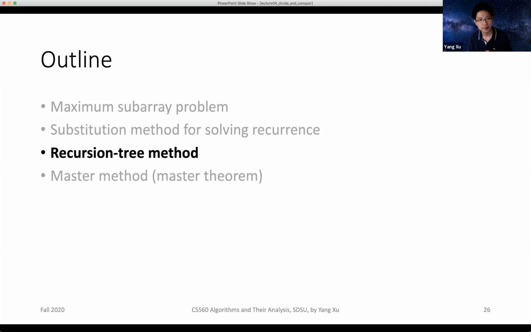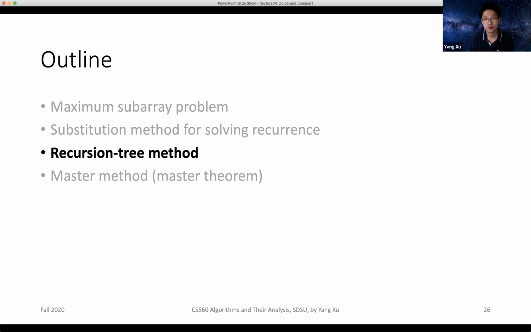And the master method, which I hope also to cover at least the majority of in the lecture today, because it provides a systematic method for solving recurrences. Some questions in the first assignment also require that we use the master method, or the so-called master theorem, to solve recurrences.